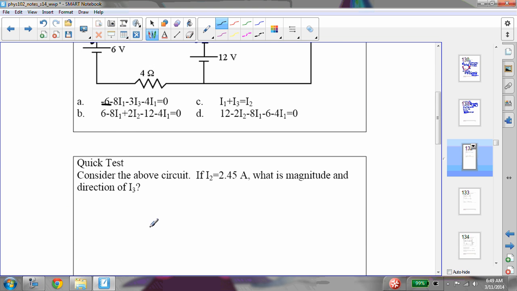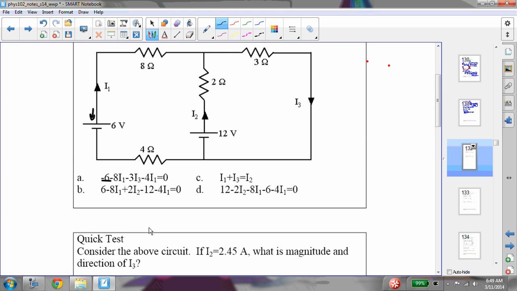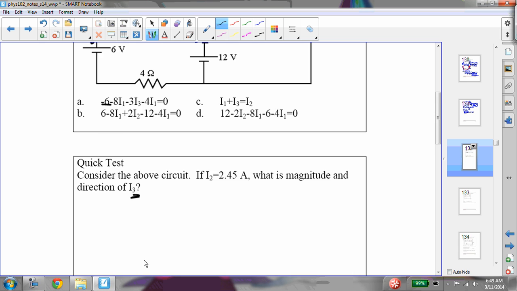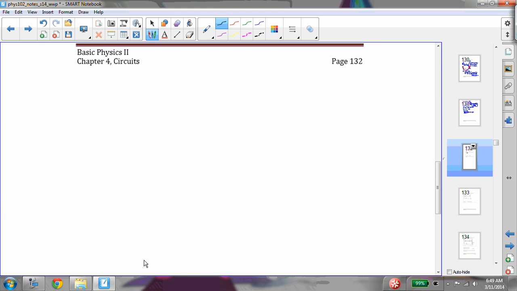And then, given that you know some of the information, such as, here, I give you I2, which is 2.45 amps in this direction. What is the magnitude and direction of I3? In that, you'll need to figure out whether you're going to apply the loop rule or the junction rule, and if you apply the loop rule, to which loop, so that you can find the magnitude and direction of the current I3. I'll let you try those on your own.